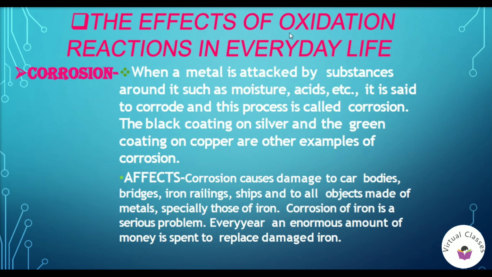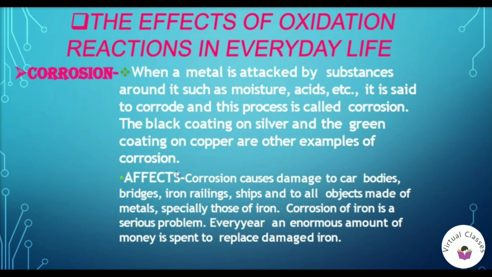Now let's come to the effects of oxidation reactions in everyday life. The first is corrosion. When a metal is attacked by substances around it, such as moisture, acids, etc., it is said to corrode, and this process is called corrosion. The black coating on silver and the green coating on copper are other examples of corrosion.